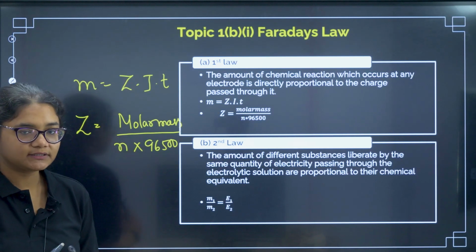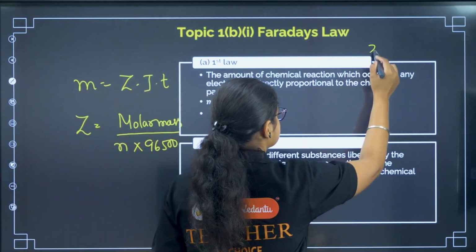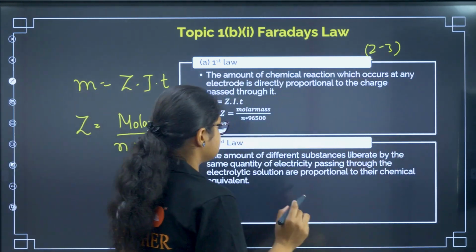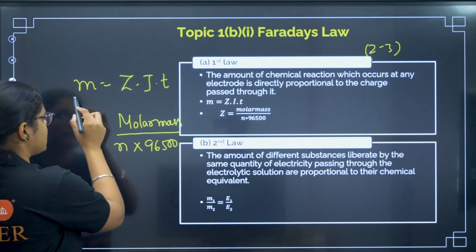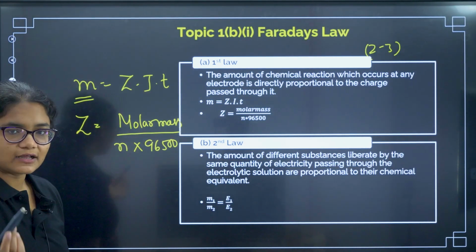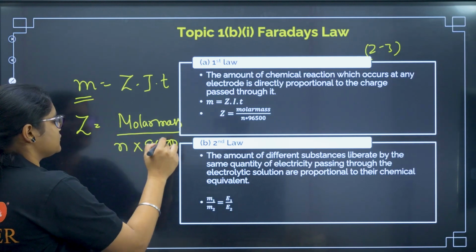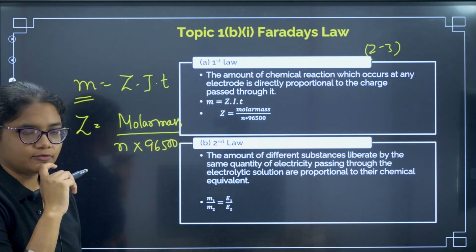So what type of questions do we get here? We can expect 2 to 3 questions of this type. You can practice just using this simple formula. You have to do some questions. Most of the time mass deposited is asked to calculate. So you have to just use this formula and do some numericals from here.